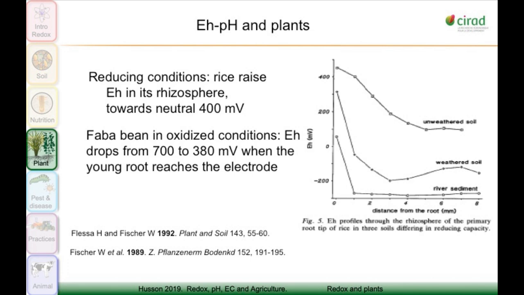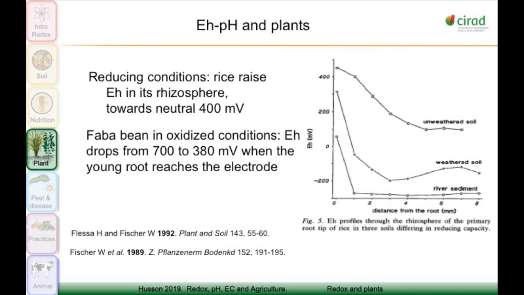For EH, we have studied in rice, very, very low redox. So you have the distance from the roots and you have the EH. On the roots level here, it's minus 300. So the root is just around 50. We see that rice reoxidized there. When the soil is not so reduced, it's higher. And when here it's 100 millivolts, it's already very reduced. It's a paddy field. But what we see is that the rice roots can impact redox about four millimeters. And near the roots, it's around 400 millivolts. And faba bean, when it's in very oxidized soil, at the tip of the young roots, redox is around 400 millivolts.